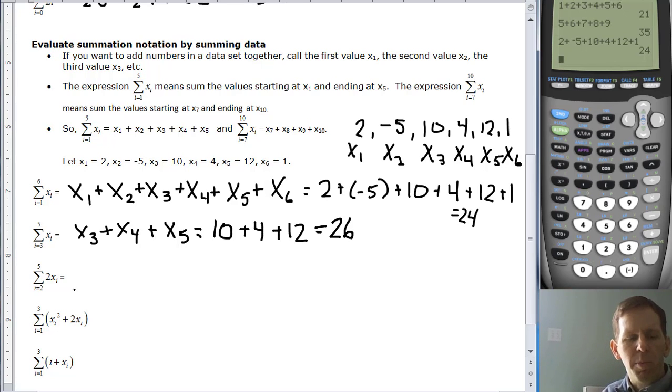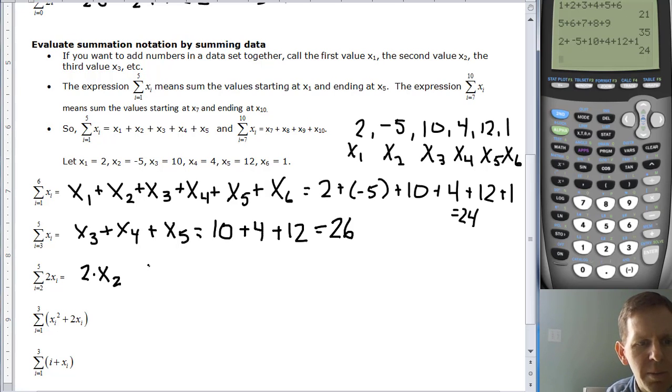All right, so some trickier problems next. I equals 2 to 5. So the first thing we're going to do is replace the I in this problem. It says 2x, or 2 times x sub i. We'll replace the I with the number 2.